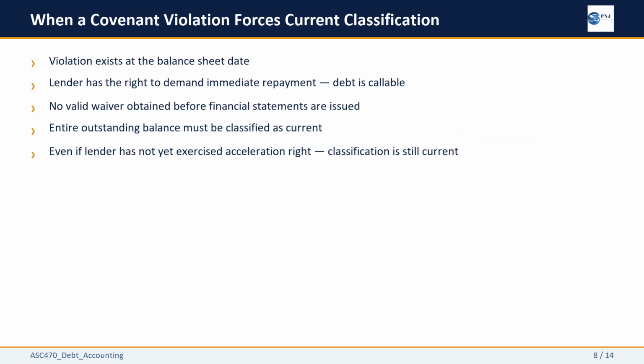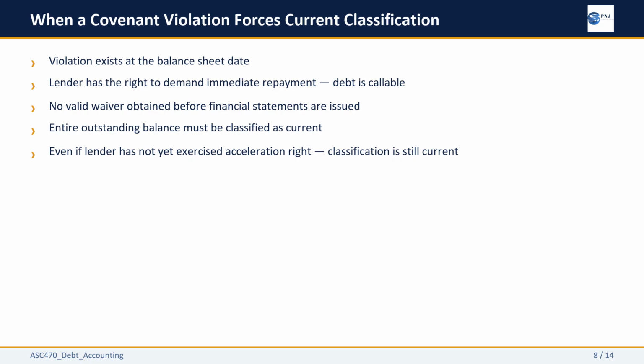The rule is triggered by the existence of the violation at the balance sheet date and the lender's legal right to demand repayment, not by whether the lender actually demands it. Most people assume that because the lender has not called the loan, classification is fine. Watch out for this one.